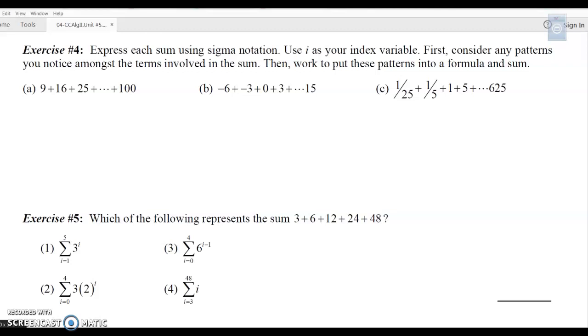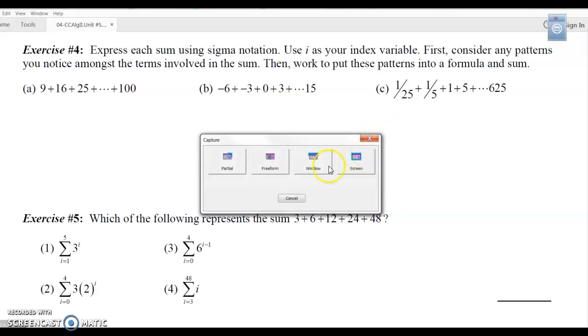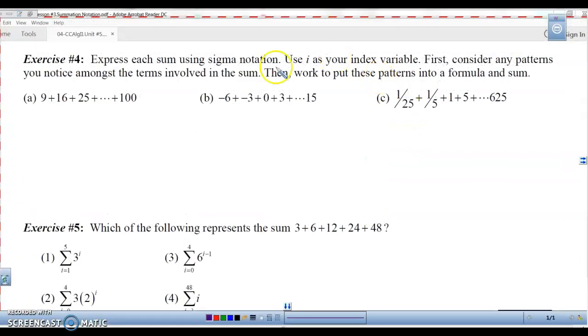This is Algebra 2, Unit 5, Lesson 3, the rest of the notes on summation notation. For summation notation, what we have to be able to do is express sums using sigma notation. We left off in exercise 4: express each sum using sigma notation. Use I as your index variable. First, consider any patterns you notice amongst the terms involved in the sum, then put in the formula and sum.